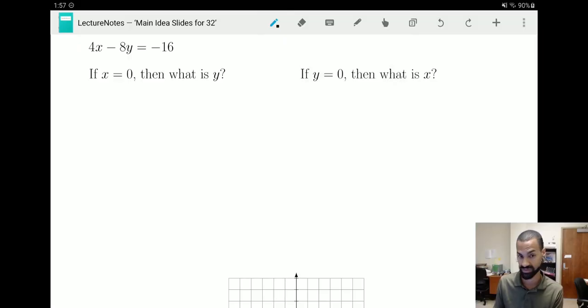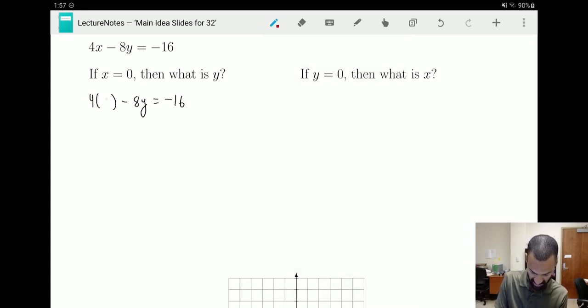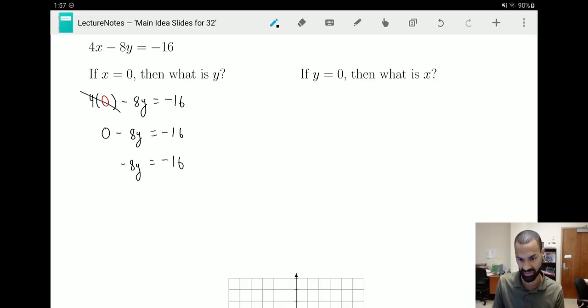What is the y value that results? Okay, well, 4 times 0 minus 8y is equal to negative 16. We said x is 0. 4 times 0 is 0. Now you don't actually have to write this part, but that would be 0 minus 8y equals negative 16. The reason why you don't have to worry about that is because 0 minus 8y is negative 8y. So anytime you multiply a term by a 0, you could just scratch it out and ignore it. It's not going to be there anymore.